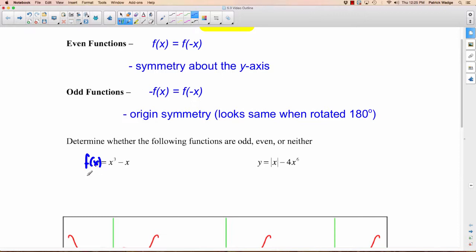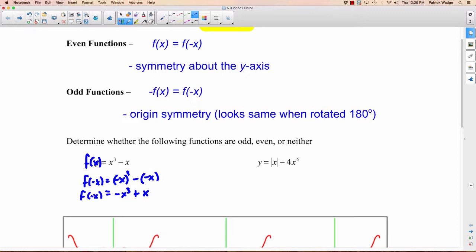So let's figure out what's f of negative x. That means you've got to put negative x into this x, so you have negative x cubed, and you need to put negative x into this x as well. If we simplify that, negative x all cubed, well, that's 3 negatives, so it's going to be negative x cubed, and then negative negative x is plus x. So this is what f of negative x equals.